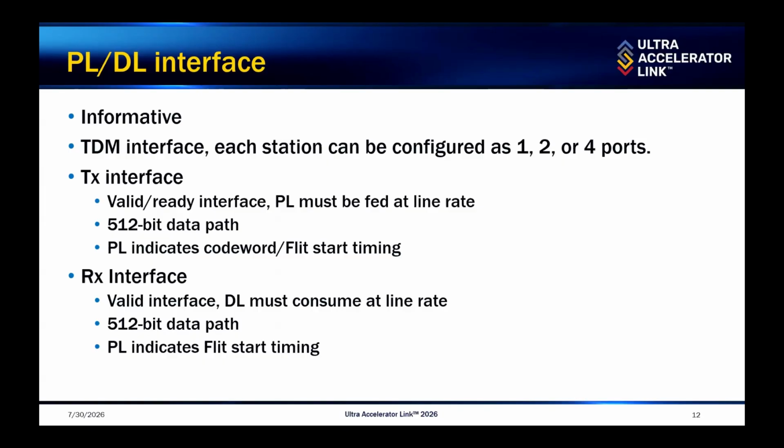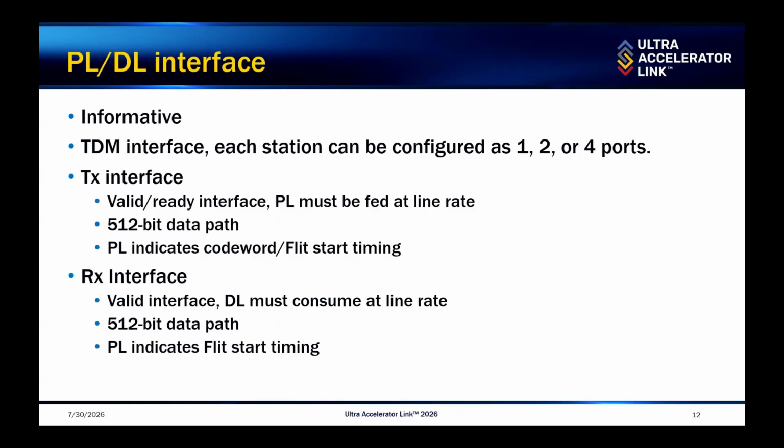512-bit default data path. Obviously, the PL needs to indicate the start of the code word because we're matching each flit exactly into a code word. So the DL needs to know when to start shipping that. Otherwise, you're putting additional latency into the physical layer to buffer it on the boundary. So we don't want to do that.